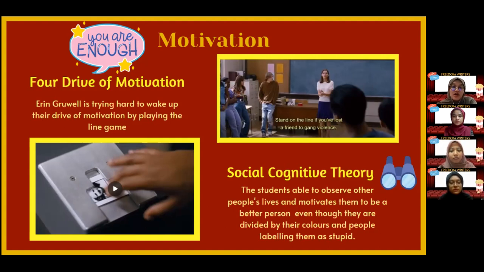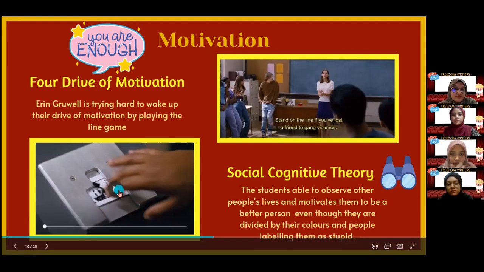It actually woke up the four drive theory within them. It forces the students to bond, acquire, comprehend, and defend with one another as they are going through similar pain. So Erin Gruwell here is trying really hard to wake up their driving stimuli so they could be motivated by one another if they realize that they are all going through the same thing. For the next scene, let's watch the video first.